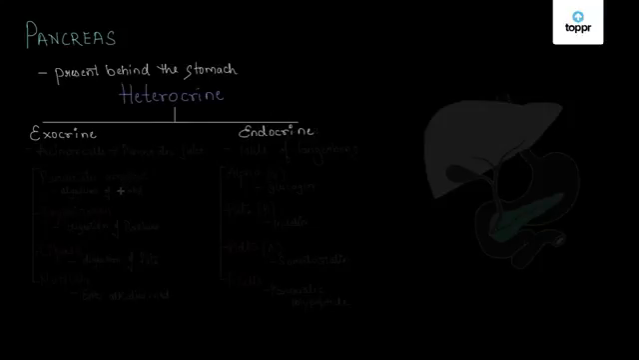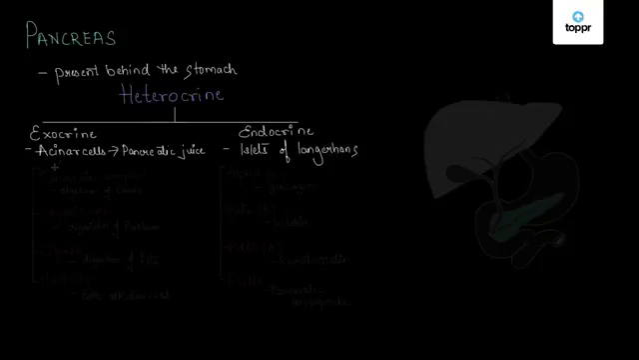Now the exocrine part of the pancreas is basically the acinar cells, and these cells produce the pancreatic juice. So the pancreatic juice is produced by the acinar cells. Similarly, the endocrine part of the pancreas is the islets of Langerhans. They are also responsible for the production of some of the hormones in our body. So these are the cells.